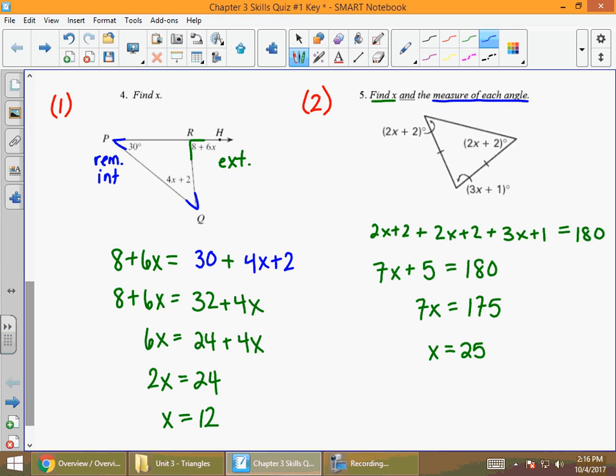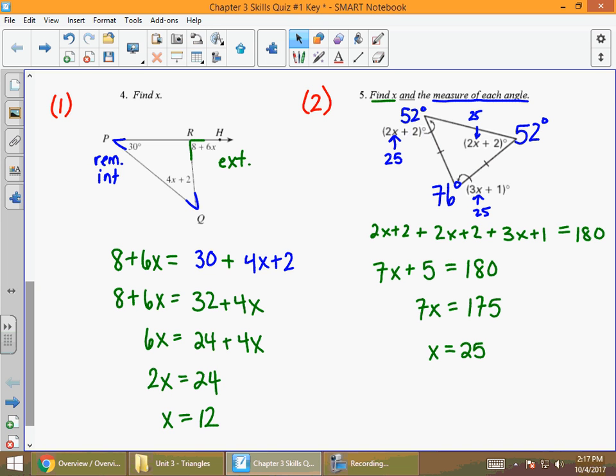So I will plug in right here, 25. So 2 times 25 is 50 plus 2. This angle up here is 52 degrees. And if I plug in 25 right here, 2 times 25 is 50, plus 2 is 52 degrees. And if I plug in a 25 right here, 3 times 25 is 75, plus 1 is 76 degrees.